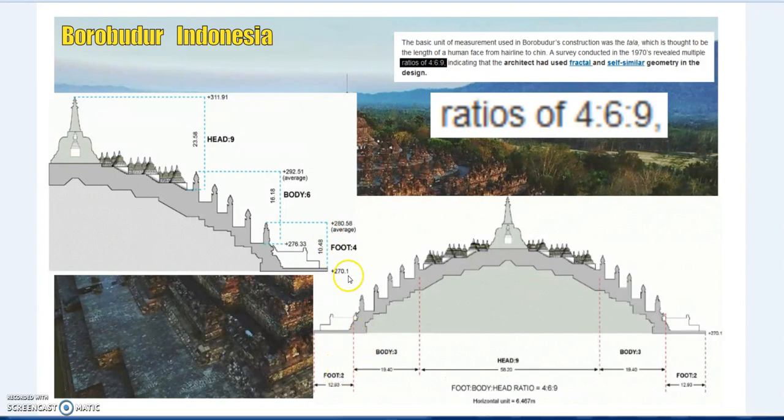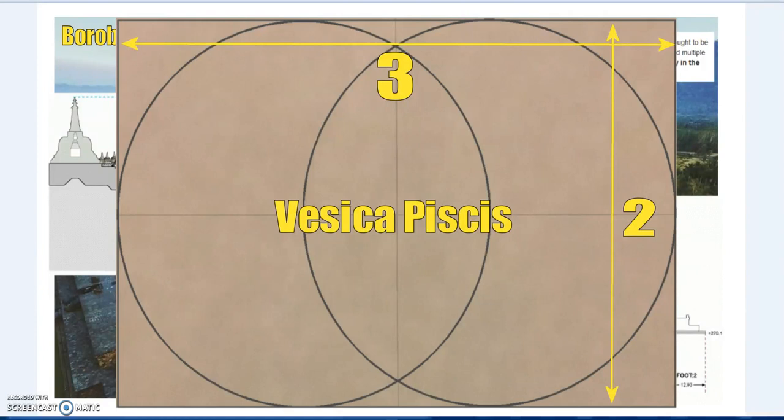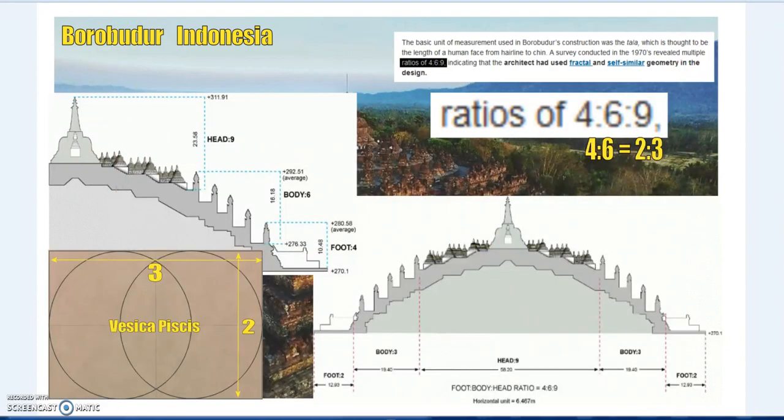Now 4 to 6, sorry, is a 2 to 3 ratio, and 4, 6, and 9, well, 4 is 2 squared, and 9 is 3 squared as well. Now, we'll be seeing this in many other places, but let's look at the Vesica Piscis, the 2 to 3 ratio inherent in there, which is important in music theory as well. So 4 to 6 is 2 to 3, and 6 to 9 is a 2 to 3 ratio.